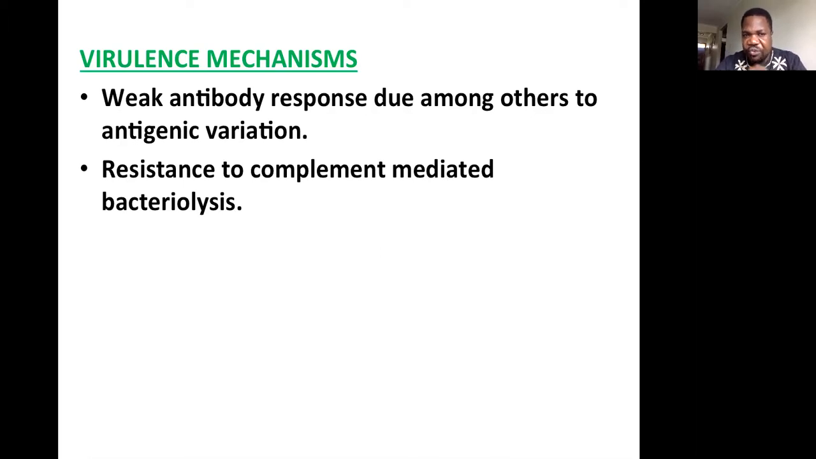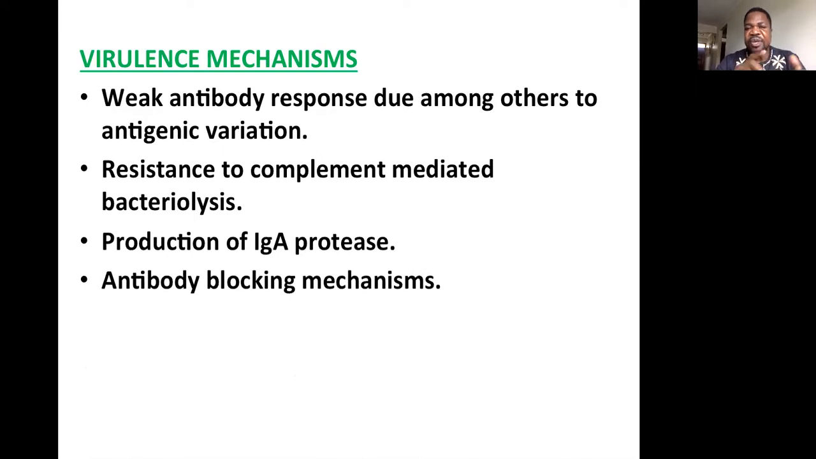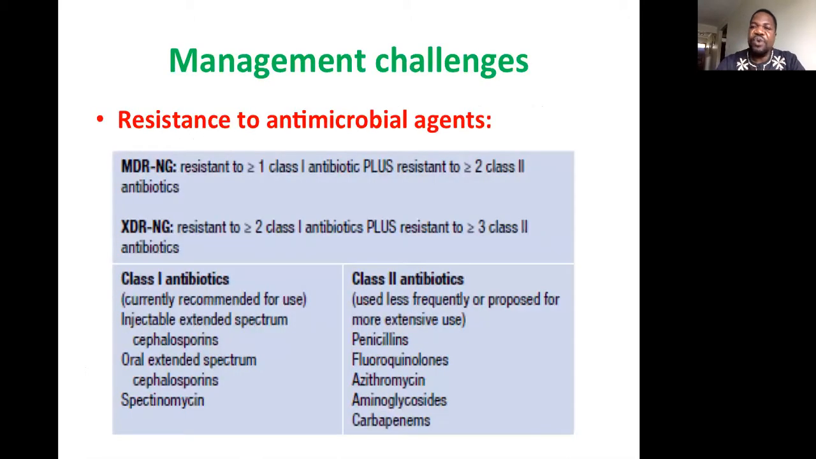With all these components, it leads to a very weak antibody response, due to various antigenic variations. So it's not like you contract the infection today, and when you contract it next time, you might have antibodies to protect you. No, it does not happen. That's why we really don't have a vaccine against it. And it resists complement mediated bacteriolysis. So it resists the action of our complement system that tries to act against microorganisms. It produces IgA protease that assists the microorganism to establish itself, and also an antibody blocking mechanism. So there is no way your body can resist its effects.